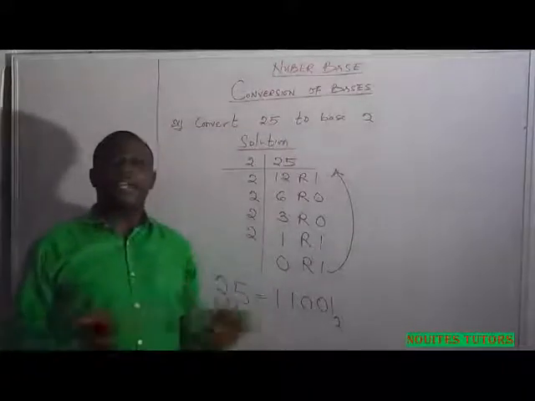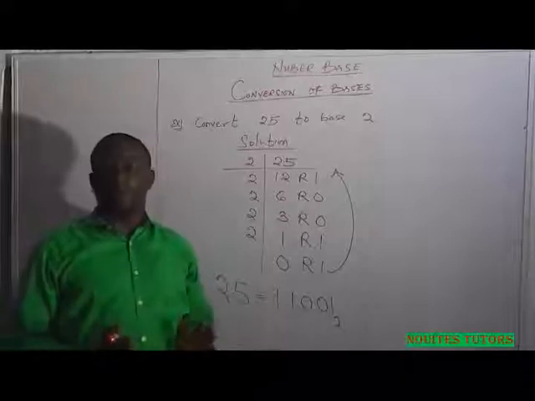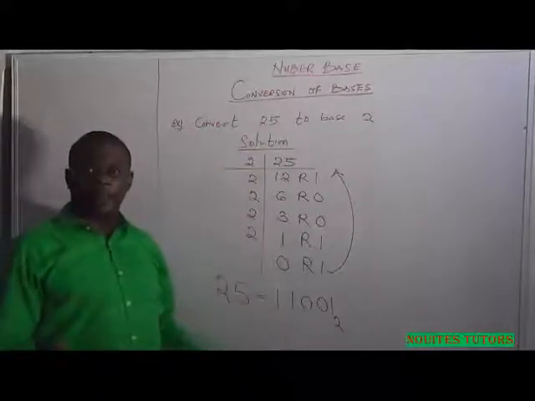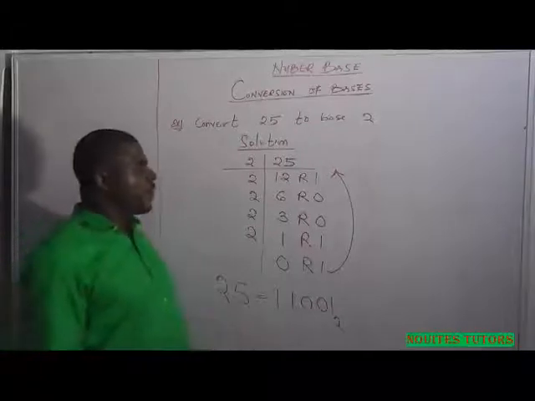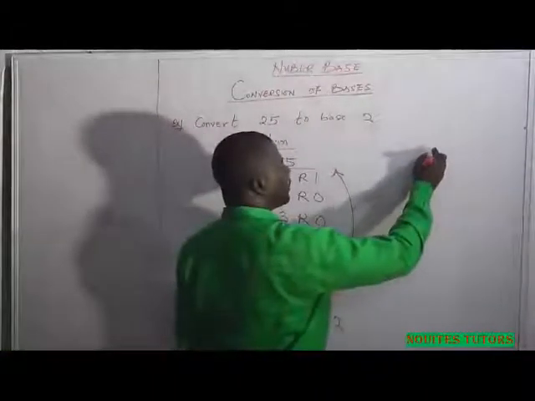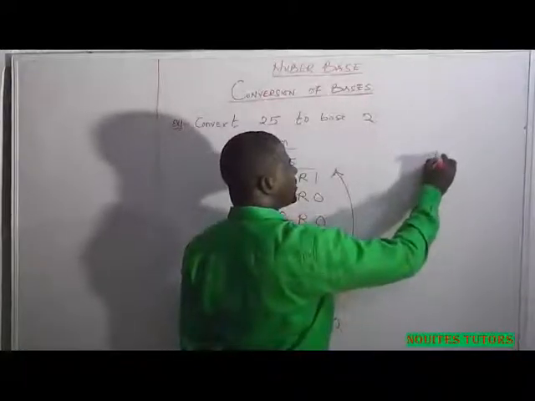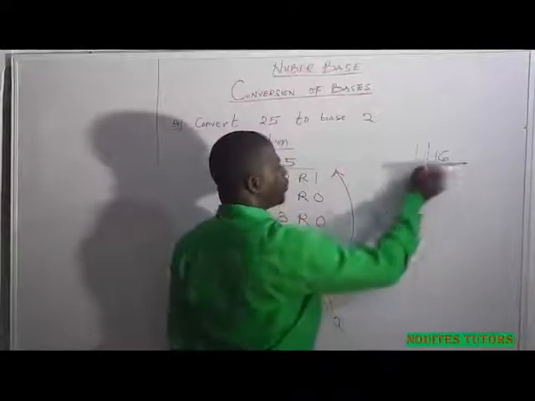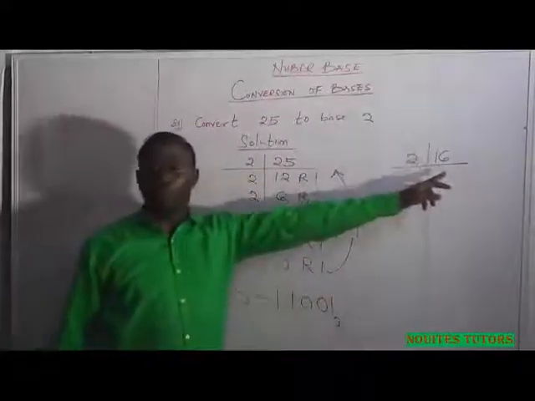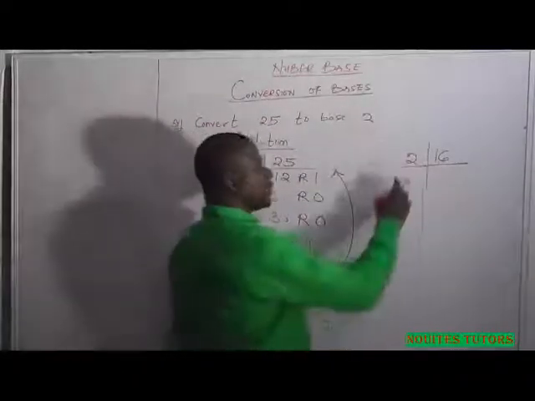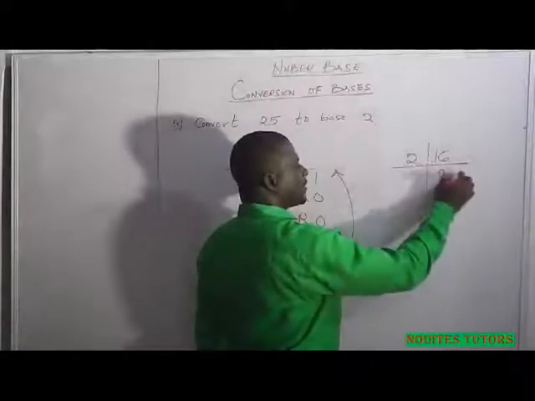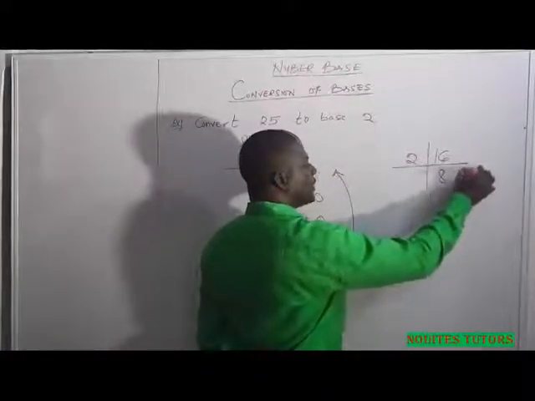So if you are given any number and they ask you to convert to base 2, this is exactly what you are doing. So if, for example, I want to convert, let's say I want to convert 16 to base 2. That means I will make 2 go in 16. 2 in 16 is 8, remainder 0.